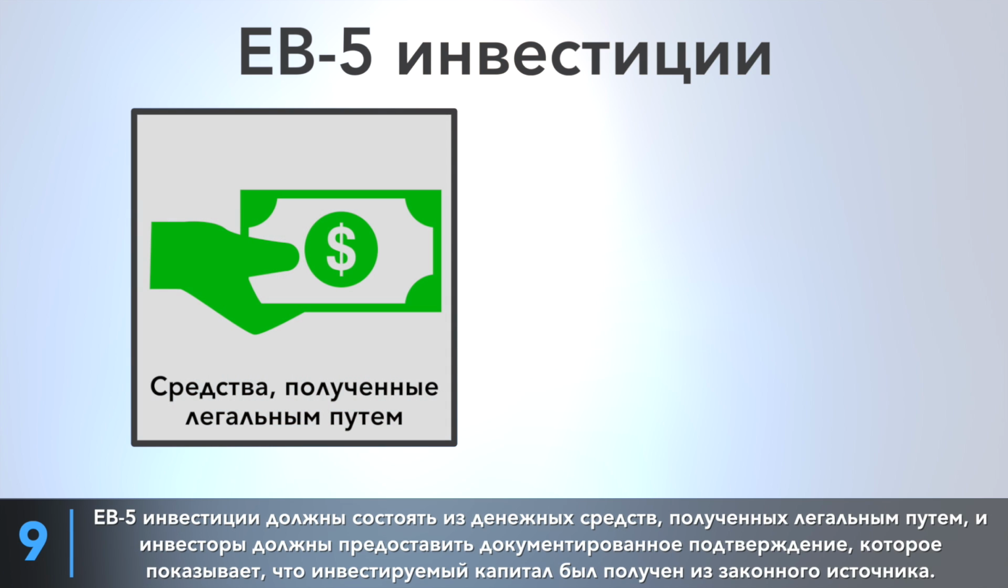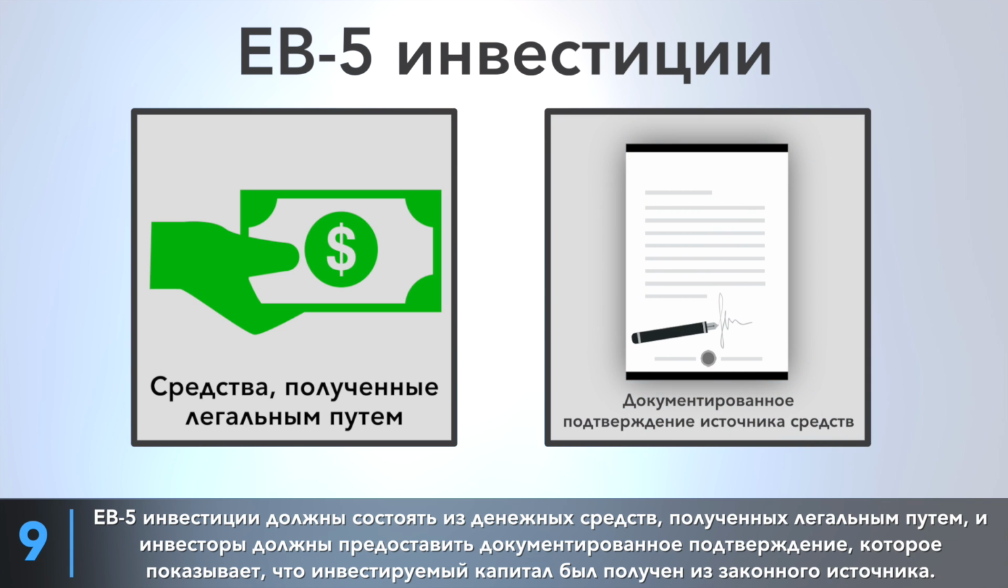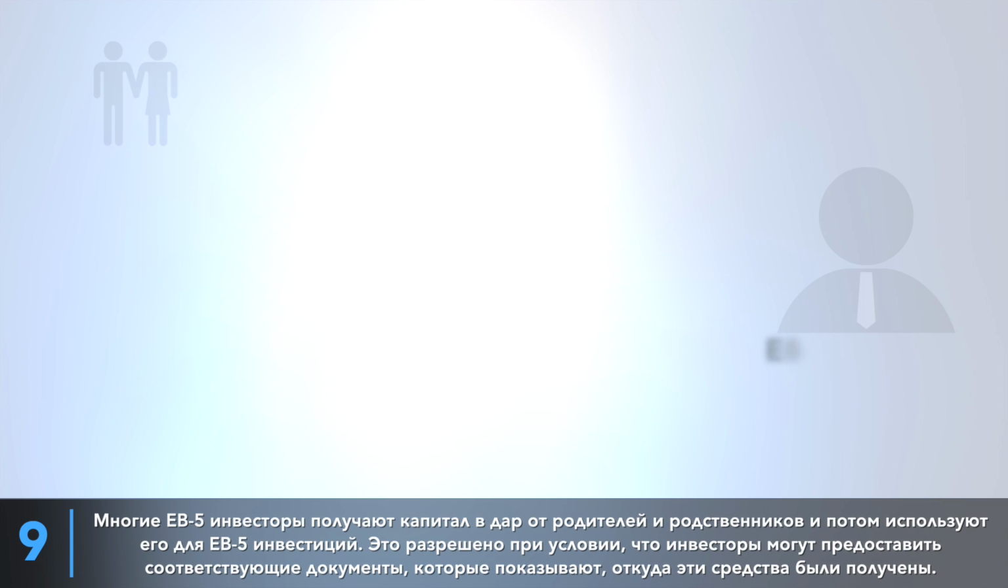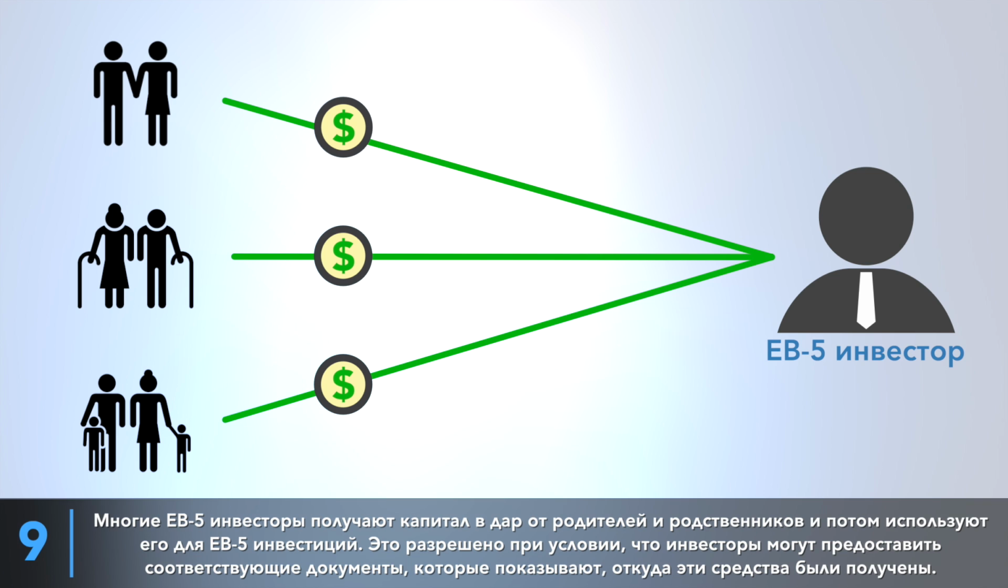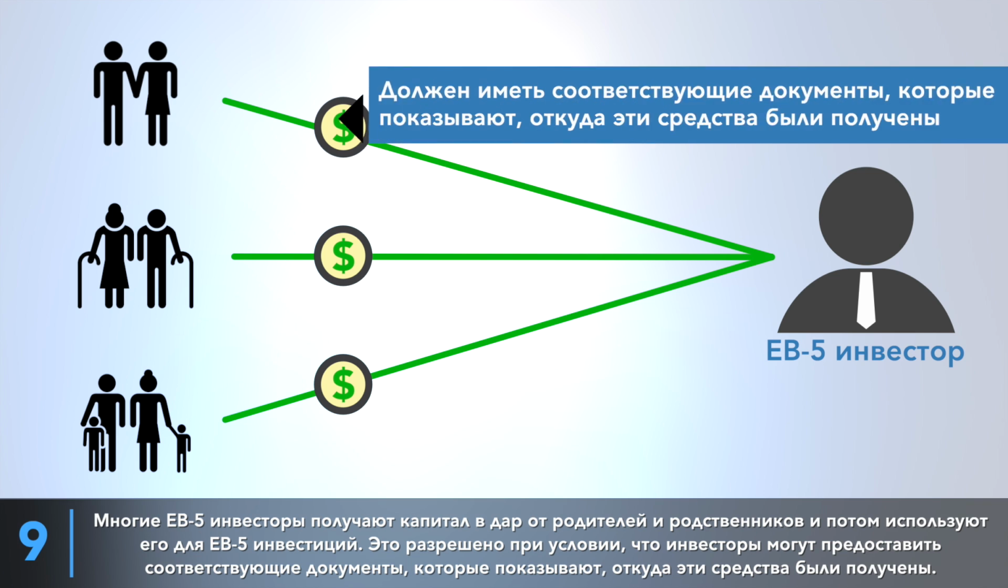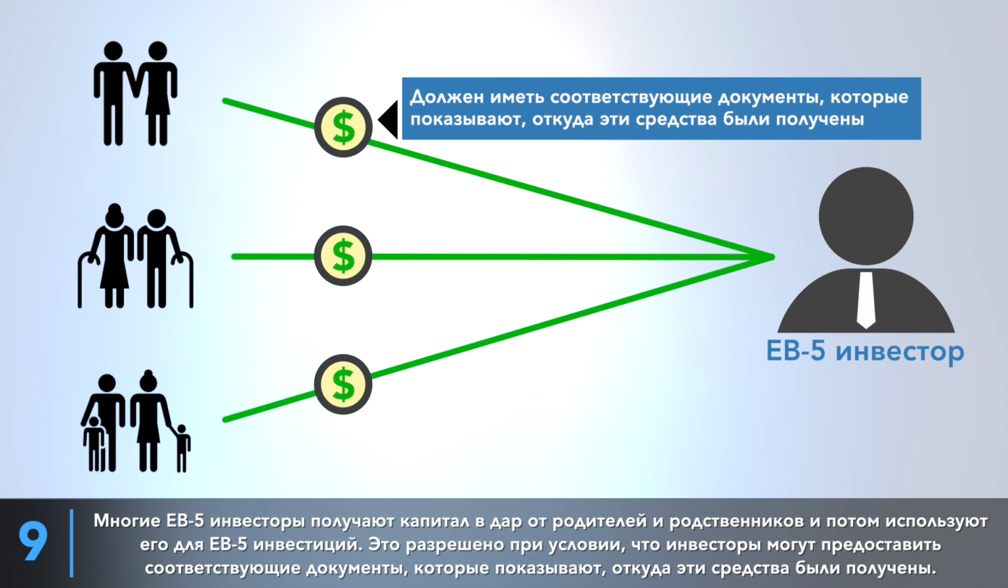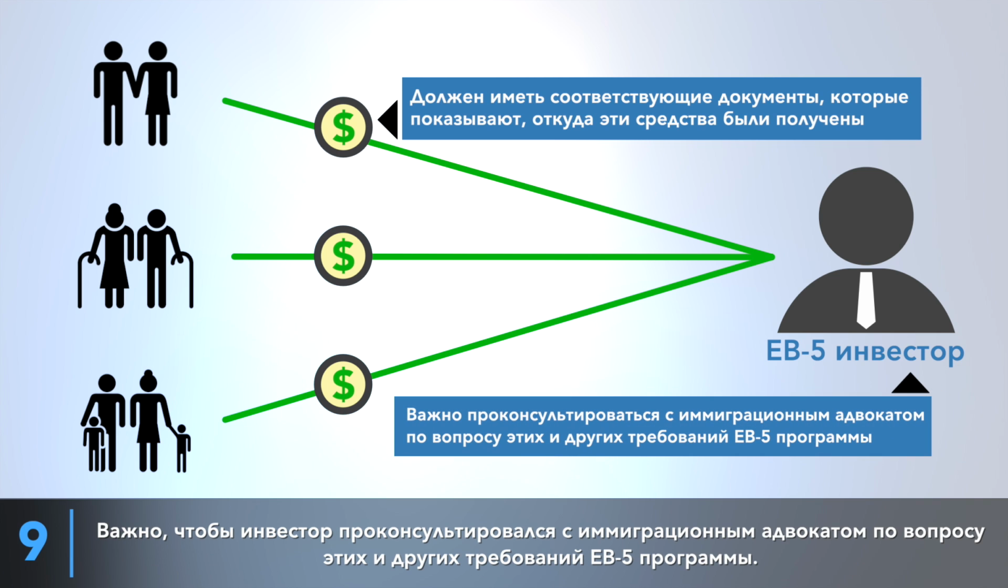Consequently, only one required investment is needed, no matter how many members of the family are applying for green cards. EB-5 investments must comprise legally obtained funds, and investors must submit a documented source of funds accounting that shows the lawful source of the required capital. Many EB-5 investors receive capital gifts from parents and relatives, which they use for EB-5 investment. This is allowed, provided investors can provide proper documentation of where these funds originated. It is important for an investor to consult an immigration attorney regarding these and other requirements under the EB-5 program.